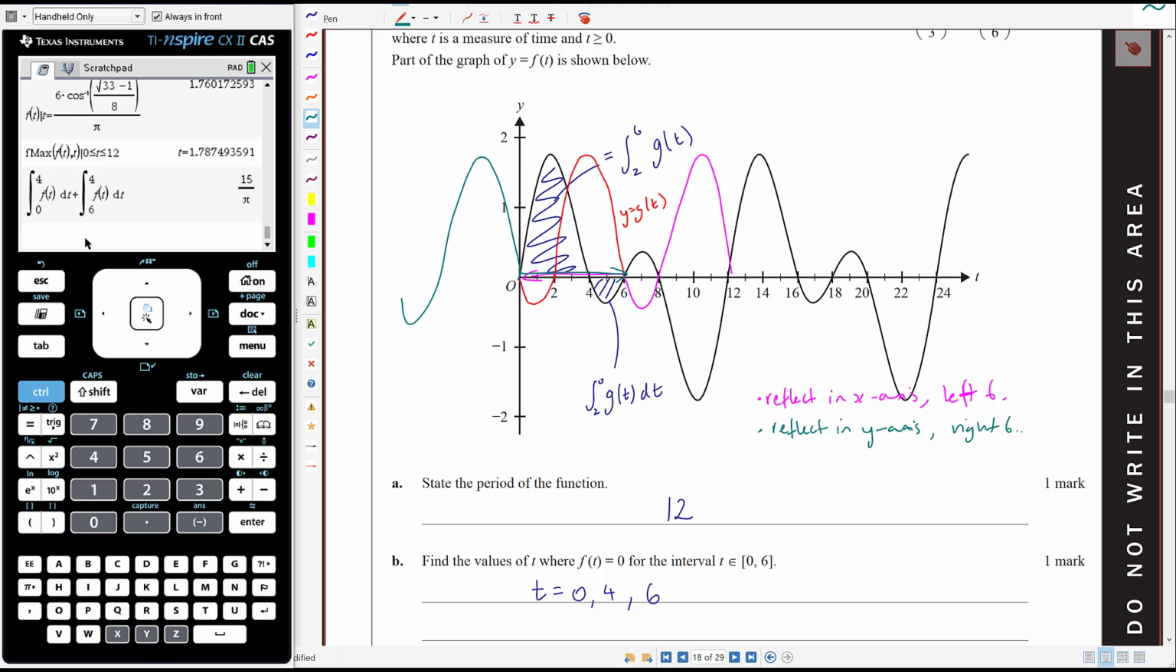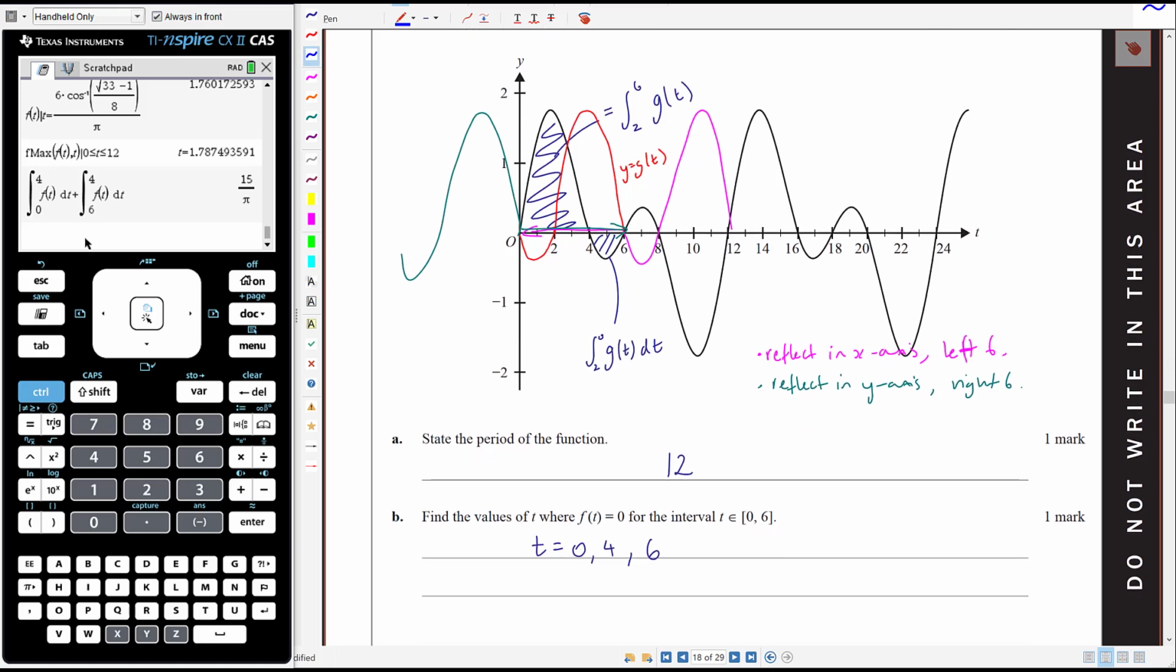Now, the other thing is that the translation doesn't have to be by 6, because we know there's also a period of 12. So if we did it to the left by 6, or by 6 plus 12, or by 6 minus 12, so right 6 instead, they would all give us the same. So there's actually infinitely many correct answers to this question. I would obviously stick with the simplest ones.